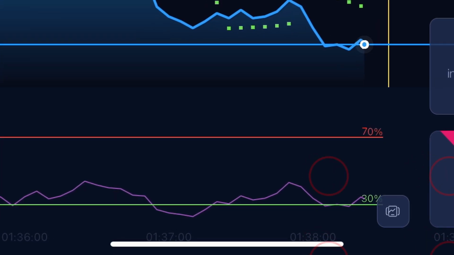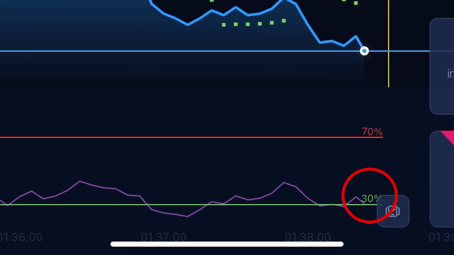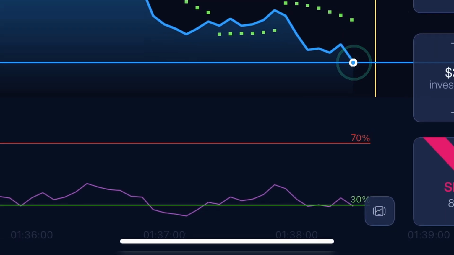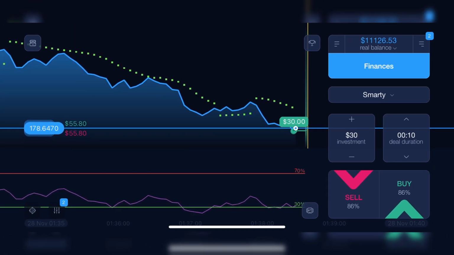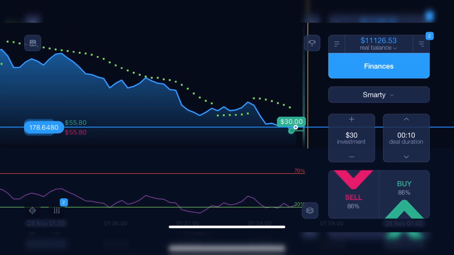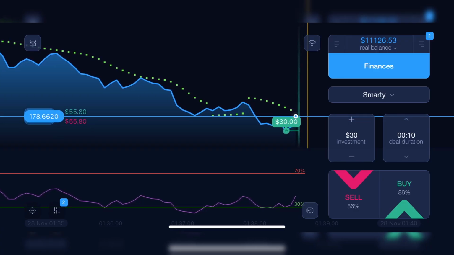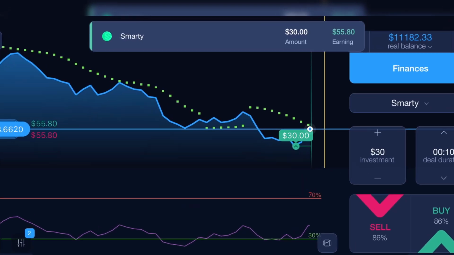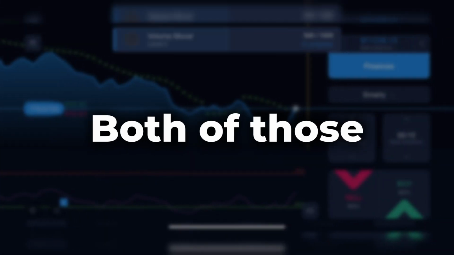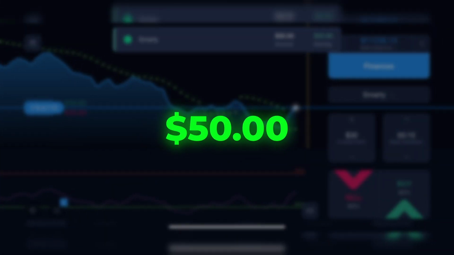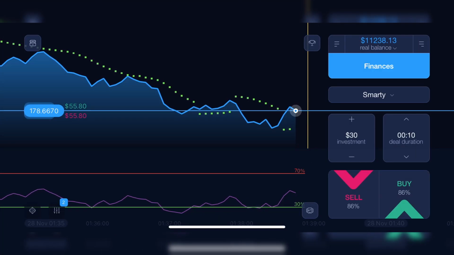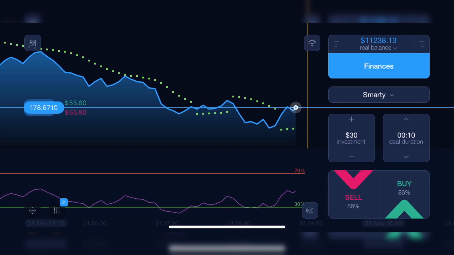Here, we can see the market touched the oversold line of the RSI indicator again. Since the market has been in a downward trend for a while, I placed 2 buy trades on the market. We were able to win both of those trades and get $50 in profit. Now I'll wait for another entry point to place a trade on the market.